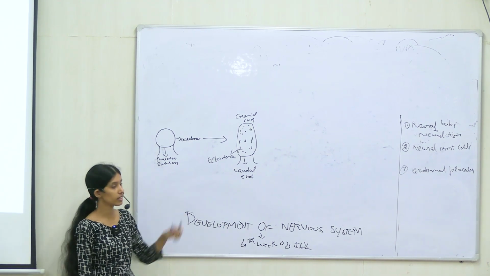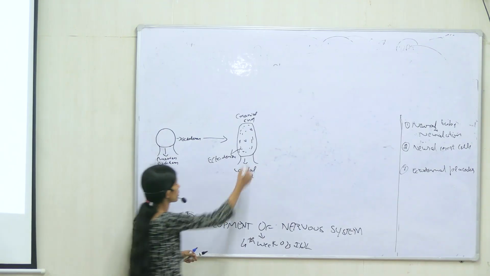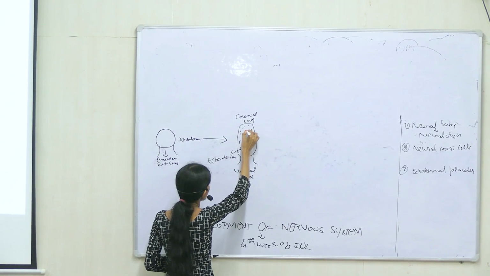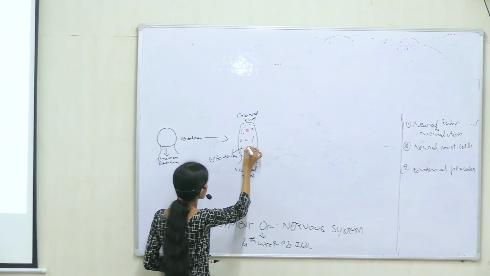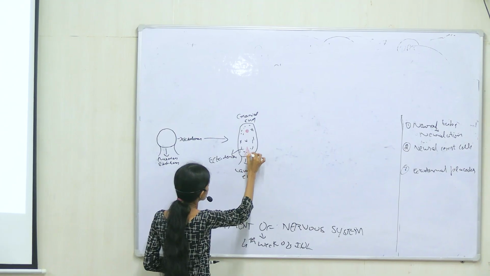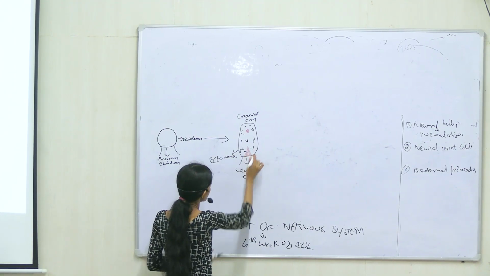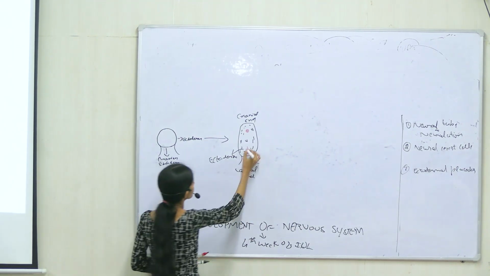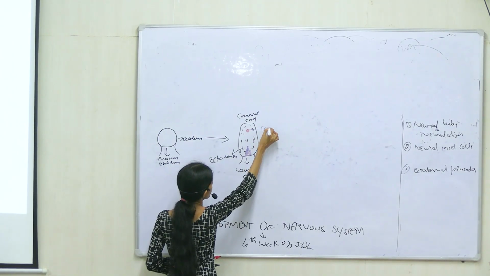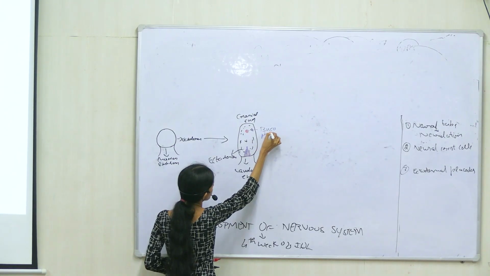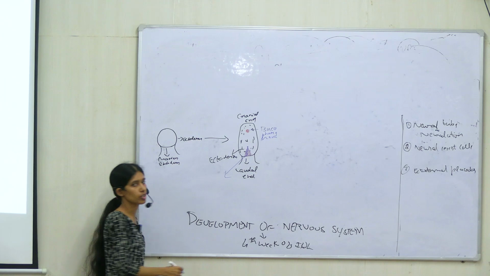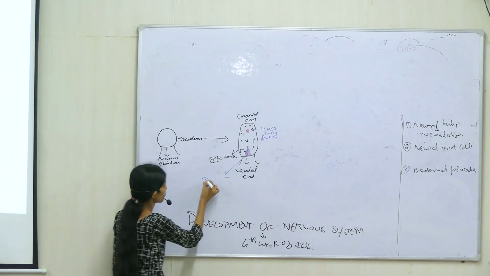On the cranial end we have the buccopharyngeal membrane part, and on the caudal end we can see the primitive streak part. So this is your buccopharyngeal membrane and this is your primitive streak.